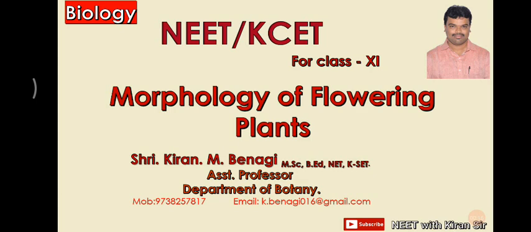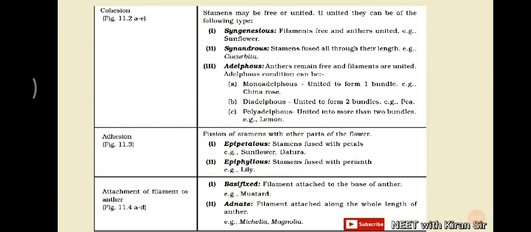So, in the previous video, we were discussing the inflorescence and flower up to the estivation. From now, we are going to start with the androecium. When I say androecium, remember, it is nothing but a group of stamens, and each stamen consists of two parts: one is the anther and the second is the filament.